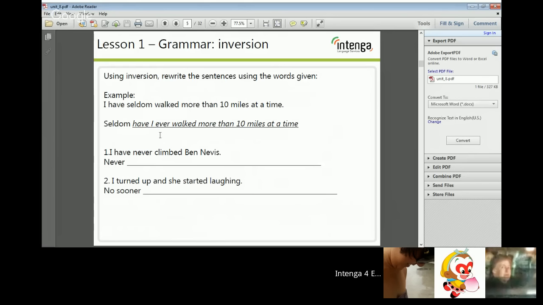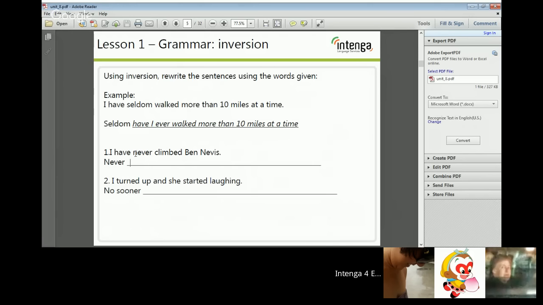So I have seldom walked. Okay, so all we're doing is changing this structure. So seldom, have, we've added ever for more emphasis, and walked is there. So it's all here. We just have to switch it around. All right. Well, I'm not going to be able to write this here. No, it doesn't let me write. Okay. So I have never climbed Ben Nevis. Never, how would we say this? Never have I climbed Ben Nevis.